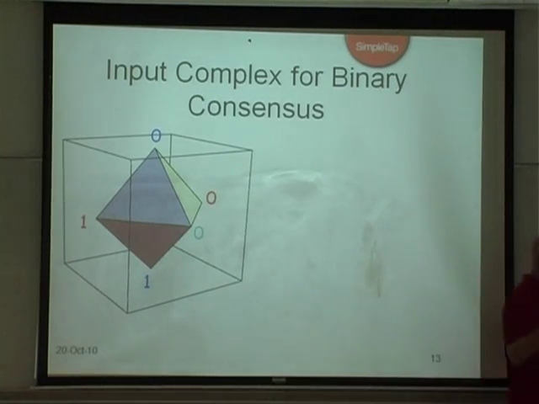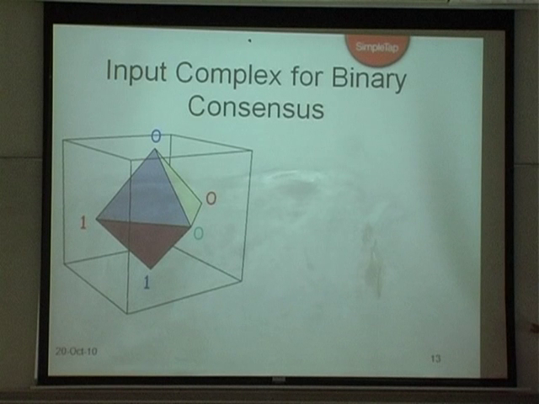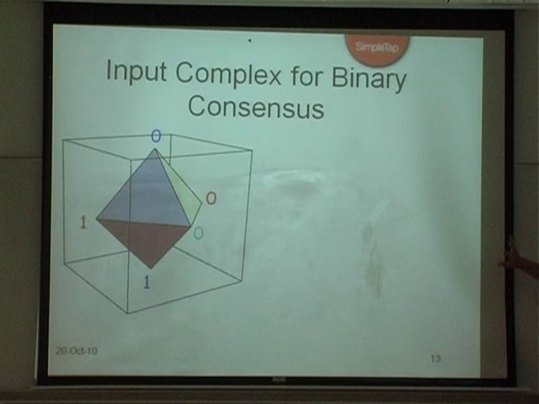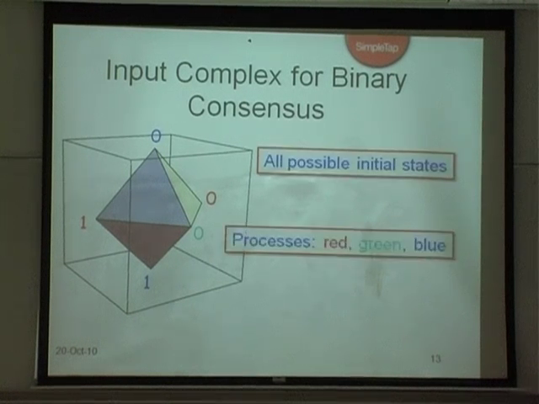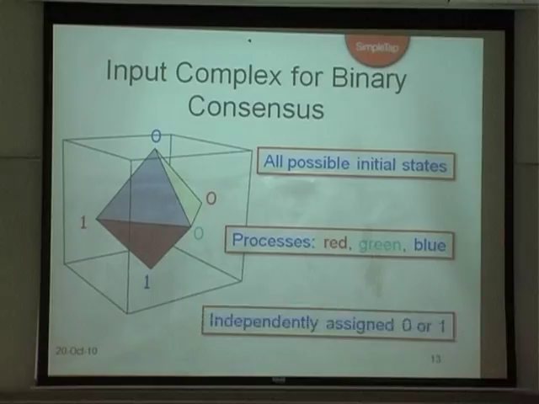And if you look at all of the possible ways of assigning 0 and 1 to three processes, you get this octahedron here. So remember what I said about using a static mathematical object to talk about all kinds of possibilities simultaneously? Well, this is a compact way of saying these are all the possible initial states of the protocol. Every triangle here represents a possible initial global state. Every vertex represents a possible initial local state. So all possible initial states, the processes are represented in colors, and we independently assign them a 0 or 1.